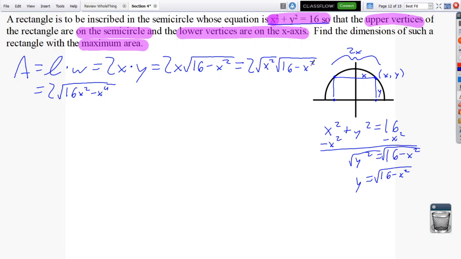Sweet. That makes it so much easier to deal with because now for A prime, I'm going to have that 2. And now I just have to take the derivative of a square root. And we know from last chapter, the derivative of the square root is 1 over 2 times the square root of the stuff.